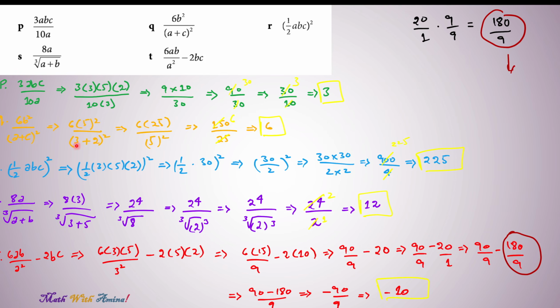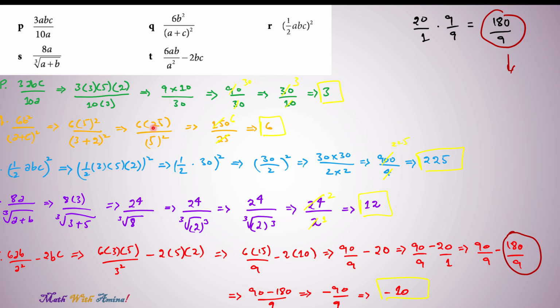In the denominator, we have 3 plus 2 whole square. First, we solve the powers. 5 squared is equal to 25. 3 plus 2 is equal to 5. So 5 whole square is equal to 25.